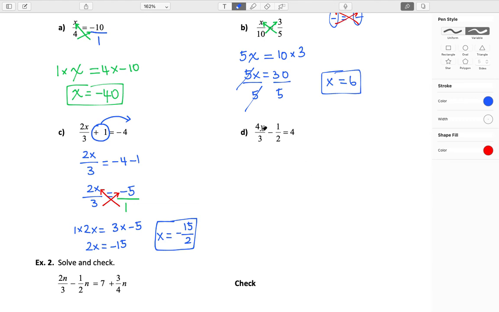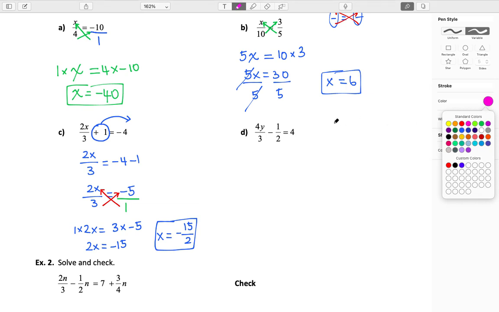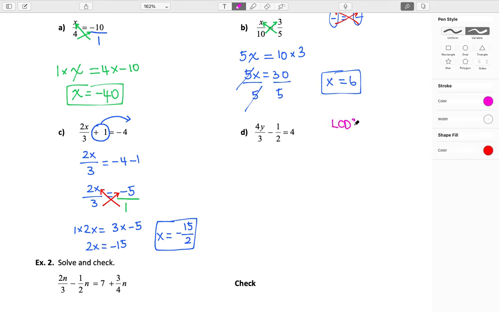Now let's try the next one, letter D. So same thing, you can move negative 1 over 2 to the right side. But let's say I did not want to do that. Well, all you need to do is find the lowest common denominator. So look at the denominators, we have 3 and 2. So you multiply the 3 and 2, which is 6. So therefore, I know that I'm going to multiply everything by 6. So multiply this by 6, multiply this by 6, and this by 6, all three terms.